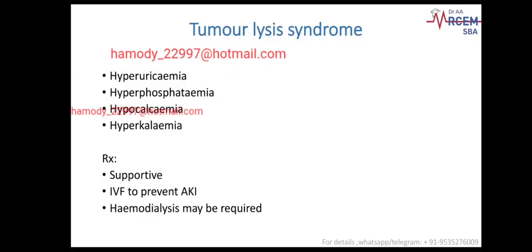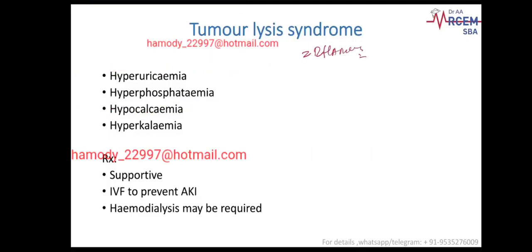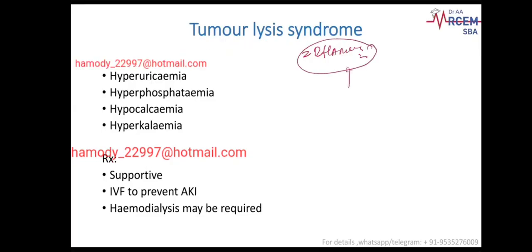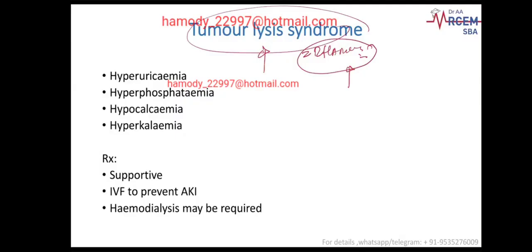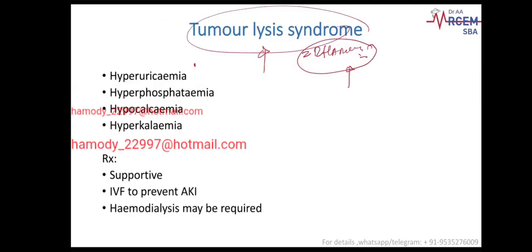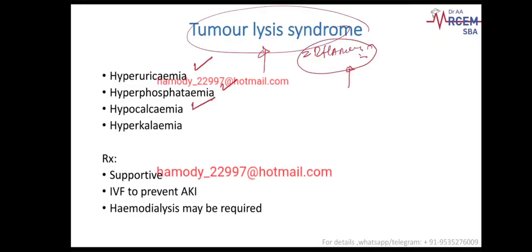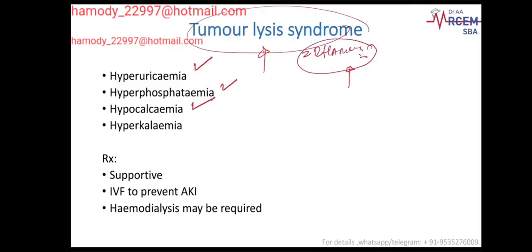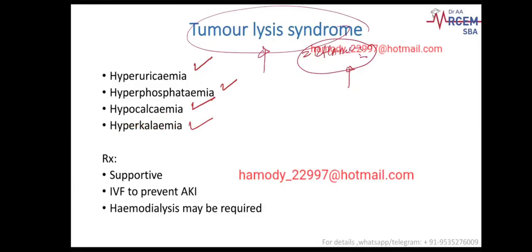Tumor lysis syndrome. Tumor lysis syndrome is very much similar to rhabdomyolysis. Rhabdomyolysis is breakdown of the muscle fibers. Here, it is breakdown of the tumor cells. So everything is very much similar. This patient will present with high urea levels, high phosphate levels, and low calcium, because calcium gets deposited over the broken cells.